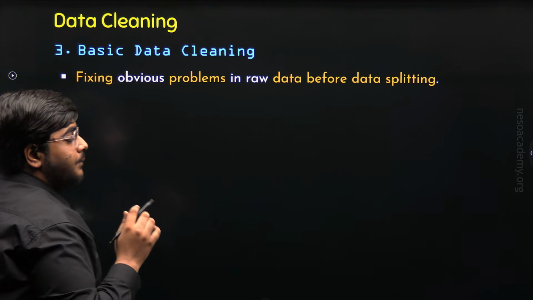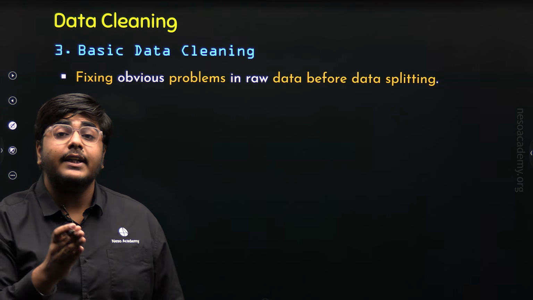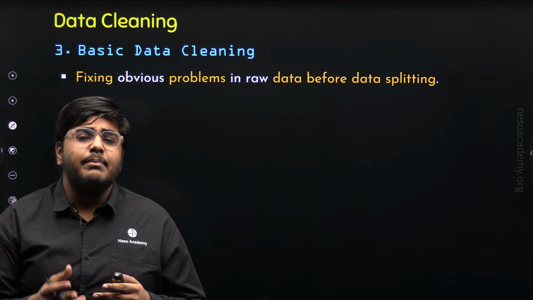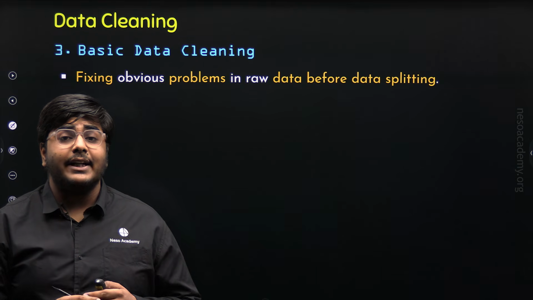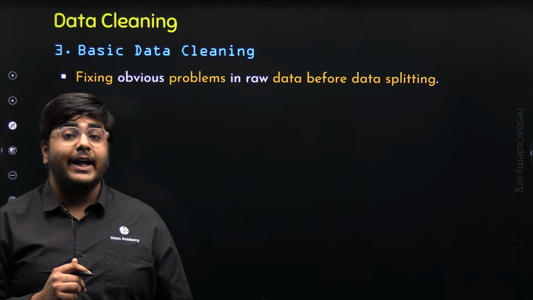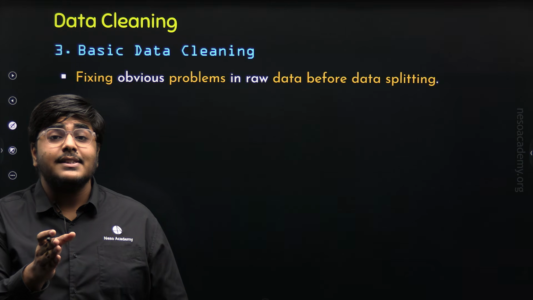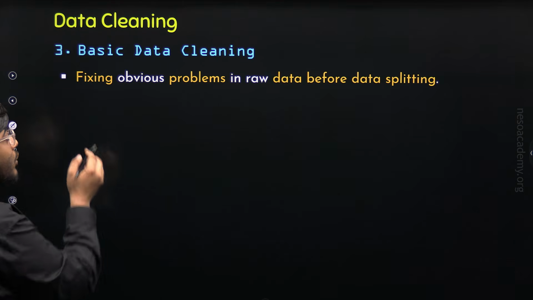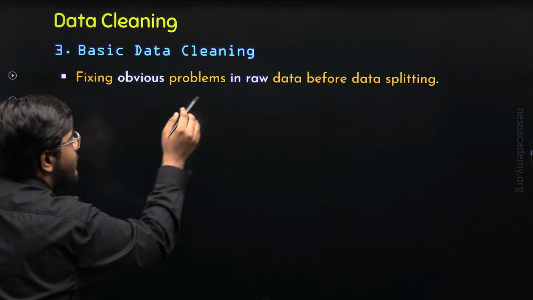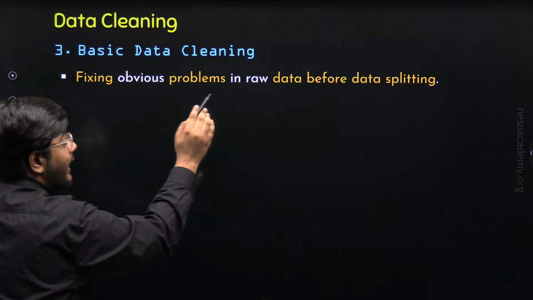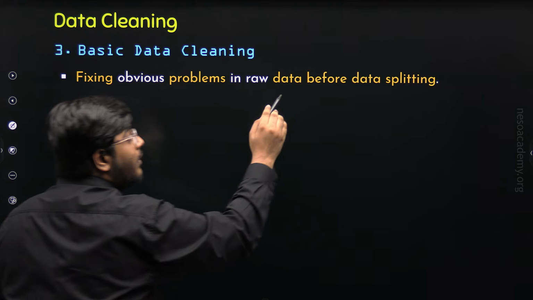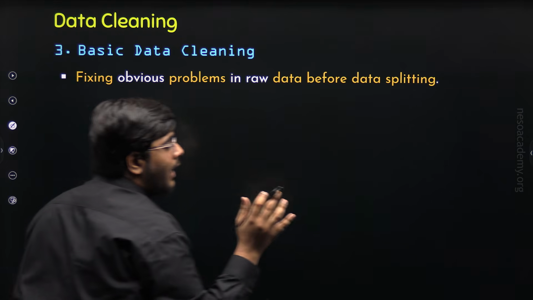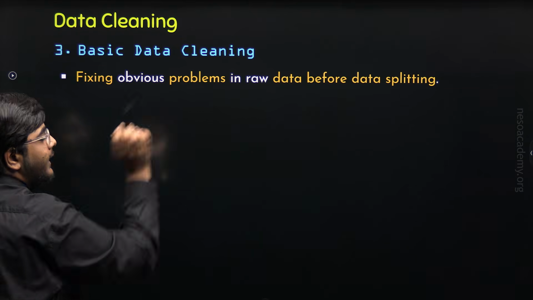Let's understand this point. In the previous step, we have collected the data. Now that data is actually real-world raw data. So it can be messy, unstructured, unformatted, and inconsistent. That is why we are required to remove the inconsistency from that data. So, basic data cleaning is the process of fixing obvious problems, or I can say correcting errors in the raw data that we have collected before going to the fourth step of machine learning pipeline, that is data splitting. I hope you have understood what is basic data cleaning.